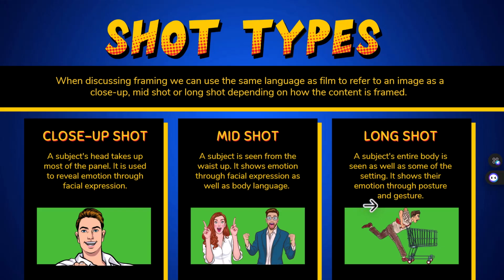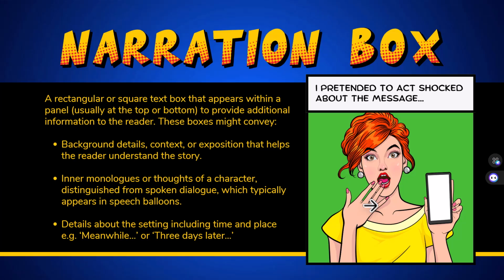So we have different shot types: close-up shots, mid shots, long shots. We've seen it all, and we're going to see how to embed that into our creation. So we have the narration box. I pretended to act shocked about the message. So here is a narration box, which is the caption.